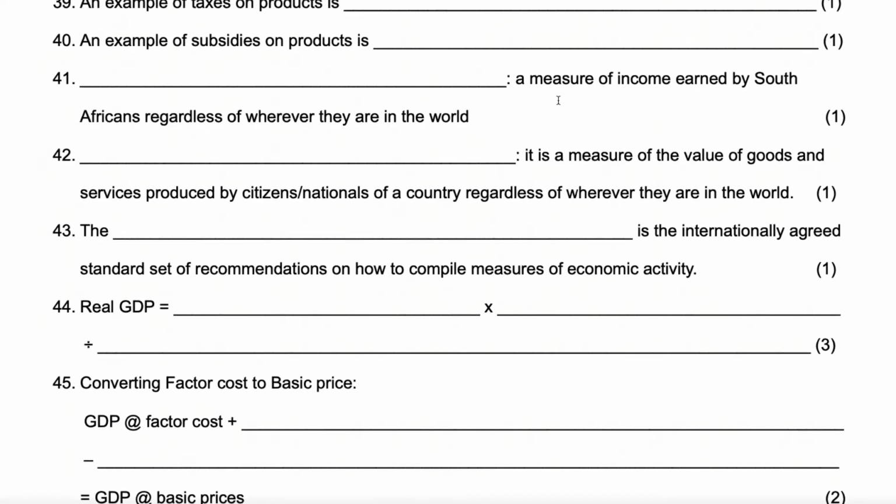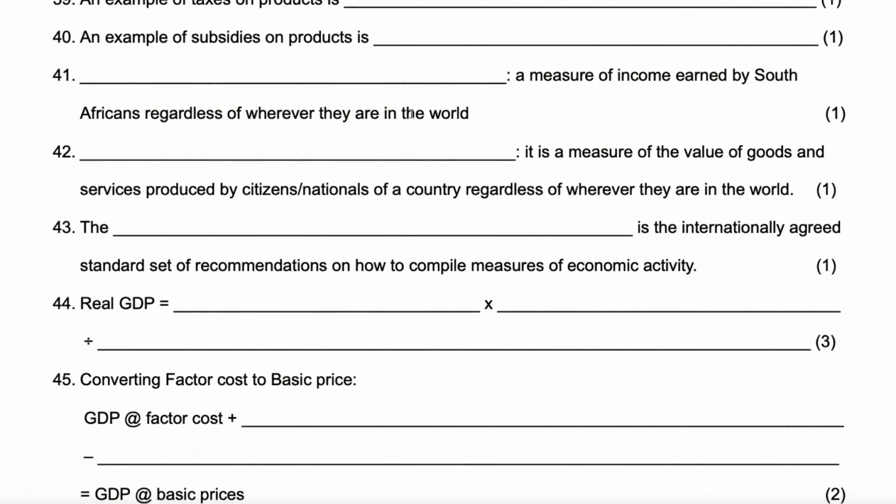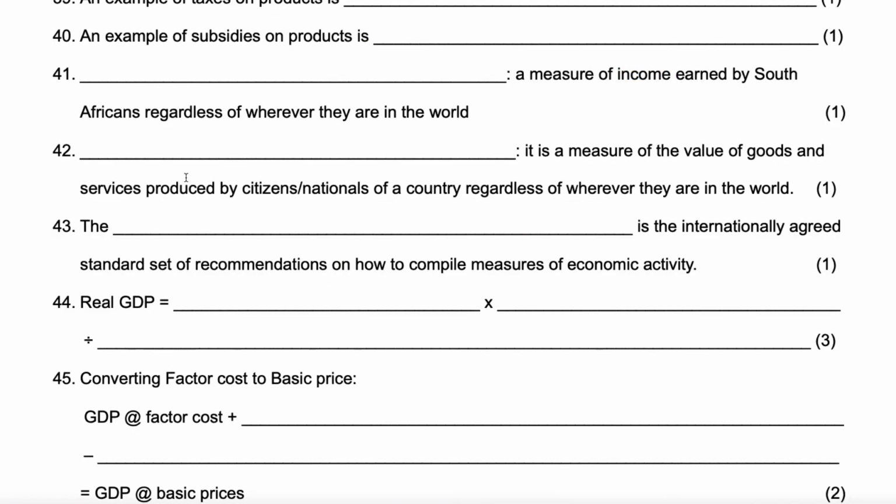Number 41. A measure of income earned by South Africans regardless of where they are in the world. This will be gross national income. Take note. Some learners will write GNP. I don't know where they're getting it from. It says income. Now here, 42, a measure of the value of goods and services produced. This is gross national product. Now, each time we hear this part that says citizens, this one says South Africans, it's talking about the same thing. So when we say citizens, we call it gross national. When it's within the borders, it's now gross domestic.